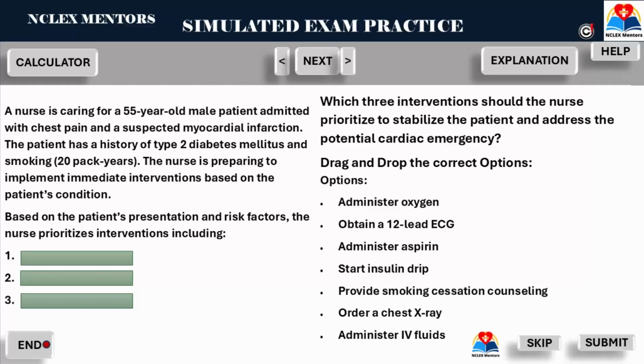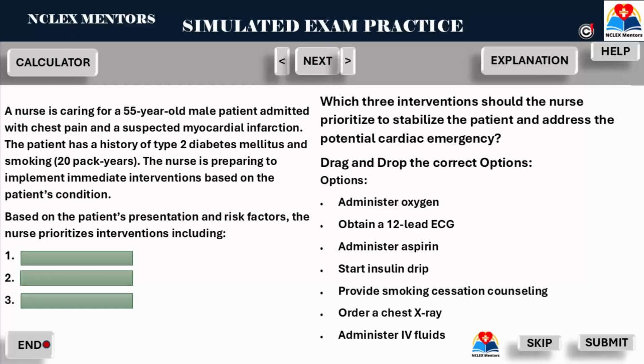He has a history of type 2 diabetes mellitus and has been smoking for the past 20 years, about a pack a day. Given all this, the nurse needs to act quickly and wisely. Based on what you know and what's going on with this patient right now, which 3 interventions should the nurse prioritize immediately to help stabilize him? Let's look at the options on the screen.